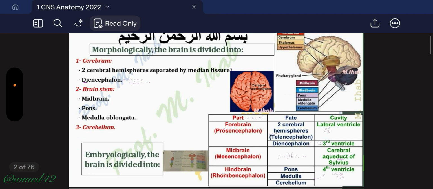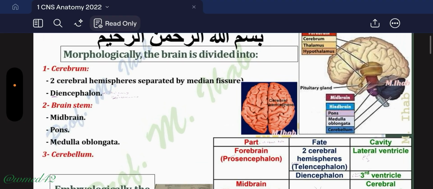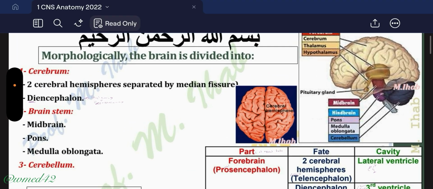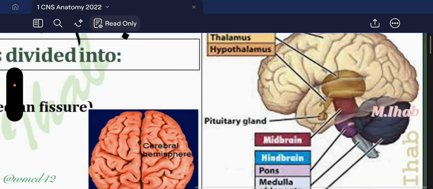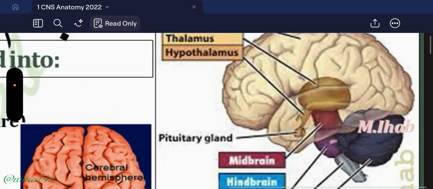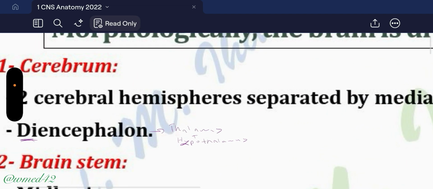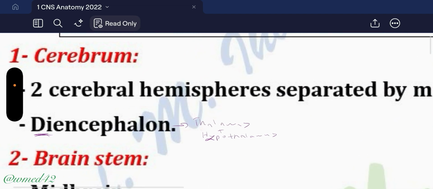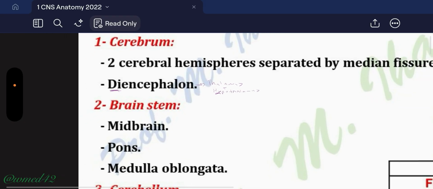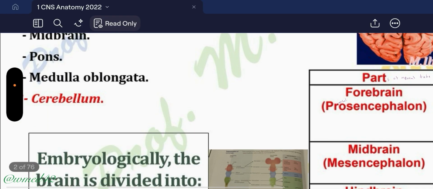Bismillah ar-Rahman ar-Rahim. Morphologically, the brain is divided into cerebrum, brainstem, and cerebellum. The cerebrum has two cerebral hemispheres separated by the median fissure. This is one of the cerebral hemispheres, from the left side. Diencephalon. The diencephalon gives the thalamus and the hypothalamus. The brainstem is divided into midbrain, pons, and medulla oblongata.